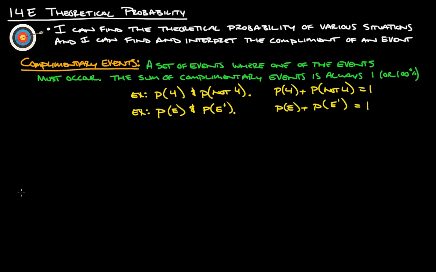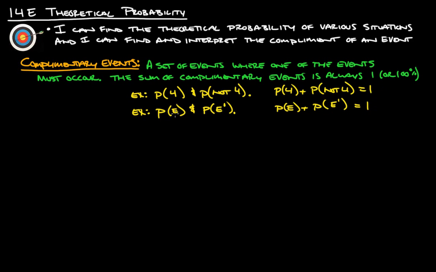Complementary events. Complementary events are a set of events where one of the events must occur. The sum of complementary events is always 1 or 100%. An example would be the probability of rolling a 4 and the probability of not getting a 4. So the probability of a 4 plus the probability of not getting a 4 is going to equal 1 because they're complementary events. It's going to be one or the other.